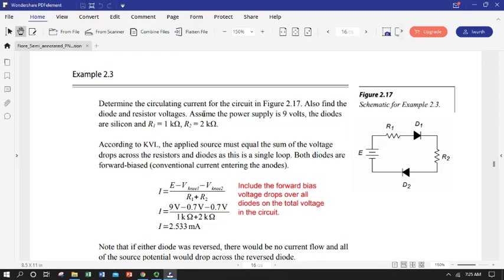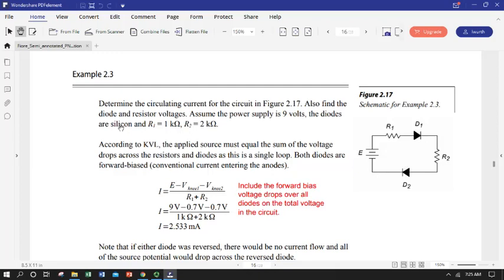Okay, good enough. Assume the power supply is 9 volts, so E equals 9. The diodes are silicon. Okay, that was really easy. That just told me one thing. I know the diode voltages now. These are oriented in forward bias with respect to the direction of current flow. I got my source oriented, so conventional current's going to flow clockwise. The diodes are inserted forward.